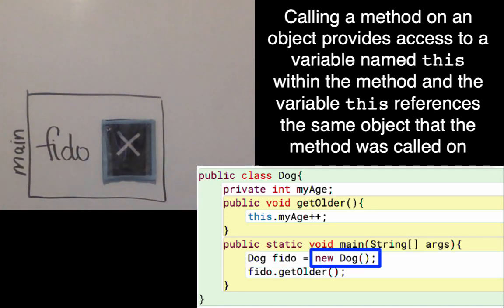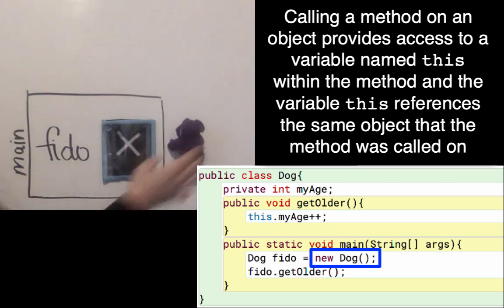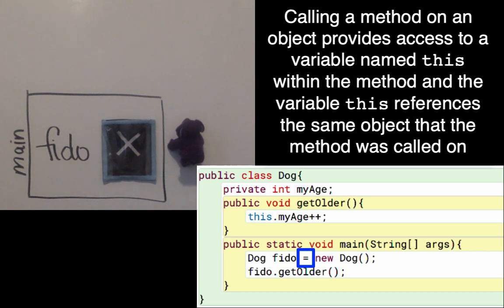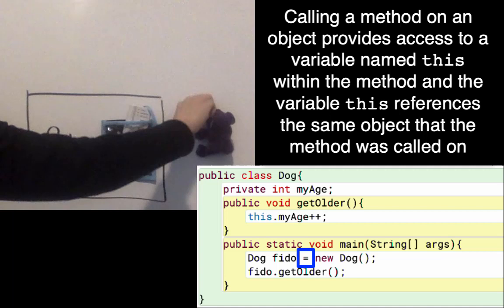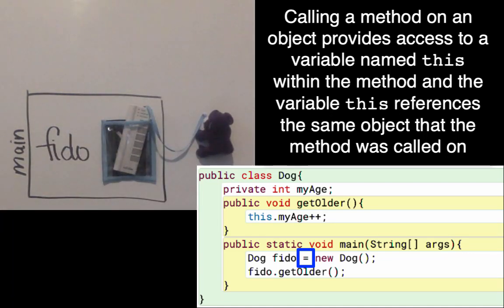Okay, then the right-hand side says new Dog. That's calling the constructor. A constructor is a method with the same name as the name of the class. We call it using the keyword new, and calling a constructor makes a new object. So that right-hand side makes my new Dog object. Then that assignment statement, that's the equals sign, sets the variable fido to reference that newly created dog. Okay, so that was the first line.